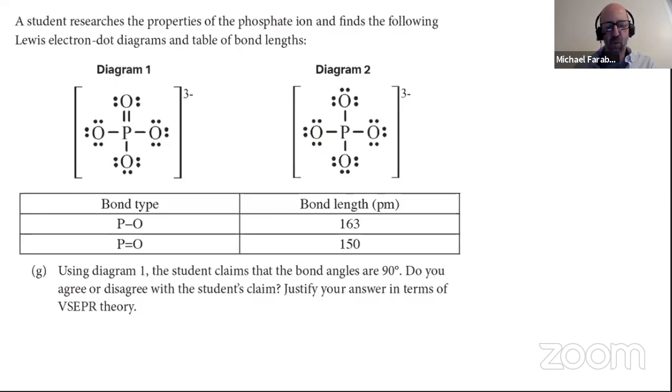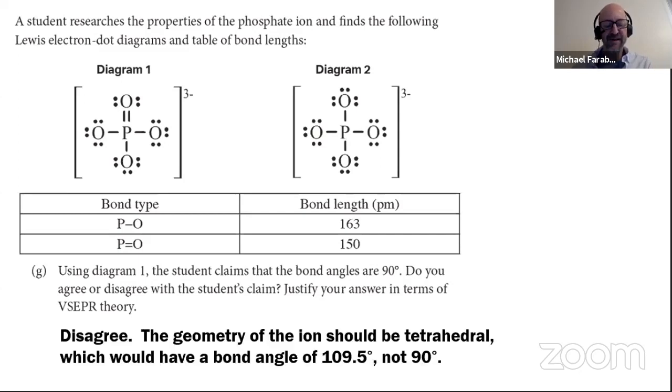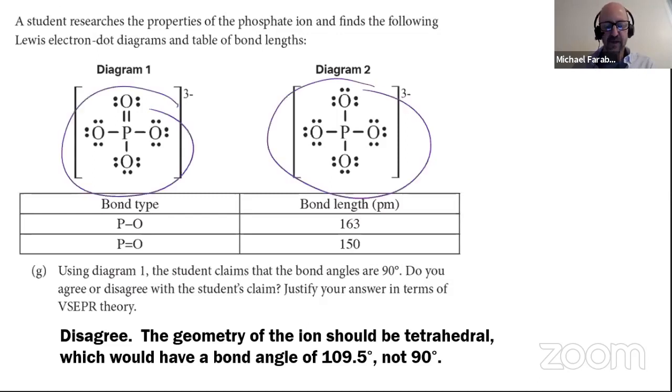Well, just because I can draw water like this does not mean that the bond angle in water is 180 degrees, just because I have drawn the atoms in a straight line. So just because you are looking at what seems like a 90-degree angle in a Lewis structure, this doesn't tell us, according to VSEPR theory, what that looks like. So I would disagree with the bond angle of 90, and the geometry of the ion should be tetrahedral. It's sp3 hybridization. So we're looking at a bond angle of 109.5.